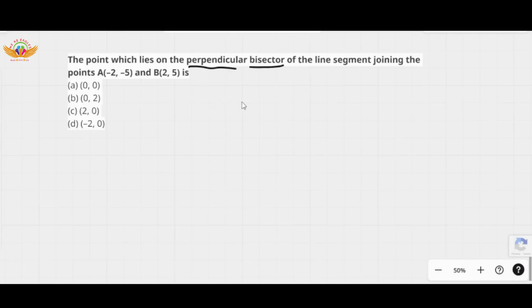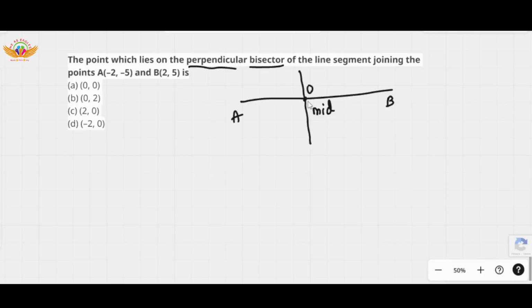So if this is my line segment, listen carefully. This perpendicular bisector always divides a segment exactly at the middle, equally. Don't get scared by looking at these terms. It divides a line segment AB exactly at the middle. If I take this as a point O, this point O divides AB into two equal parts. They are asking us to find this point O, and they have given A and B already.